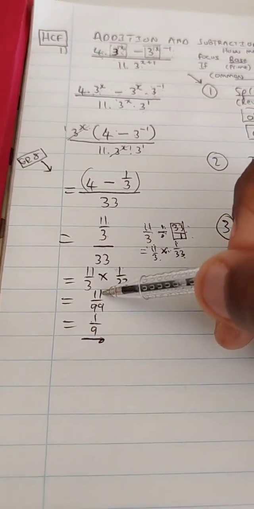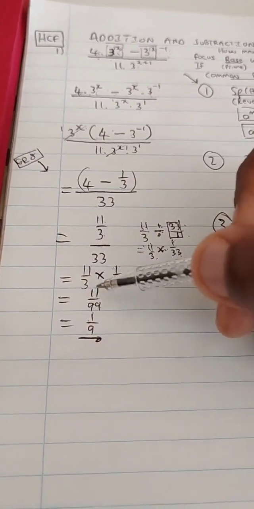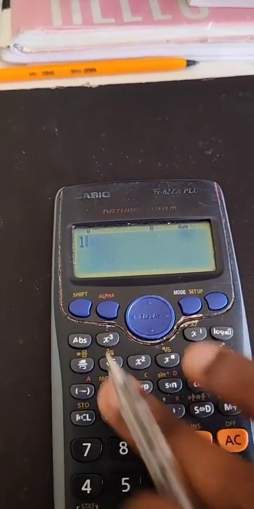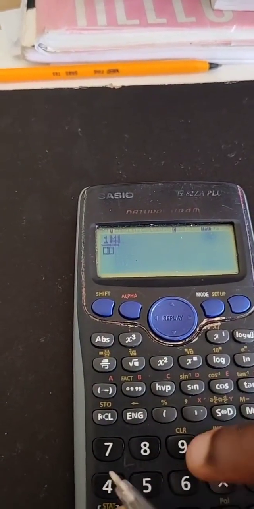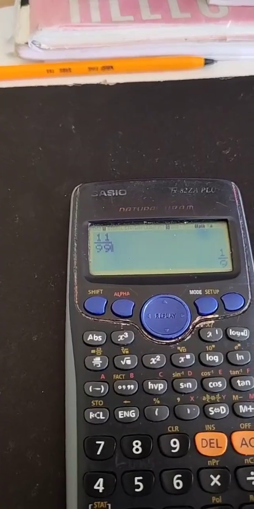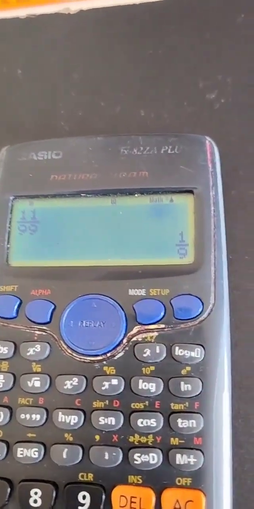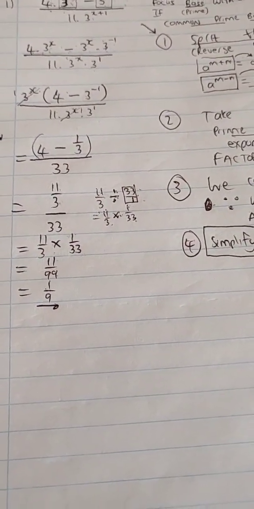11 times 1 is 11. 3 times 33 is 99. And then obviously from your calculator, even when you say 11 over 99 and you say equal, your calculator will give you 1 over 9. Okay, we good?